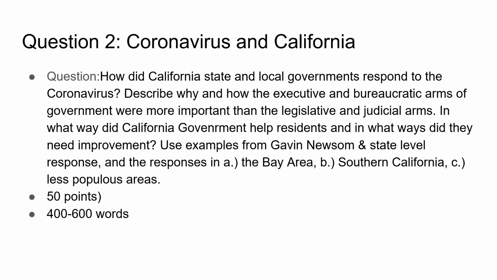Then another paragraph on why the executive was so important in this. And then, four short paragraphs on what the governor and the state did, and what happened in each of those three areas: the Bay Area, Southern California, and less populous areas. Again, this is 50 points and should be between 400 and 600 words.